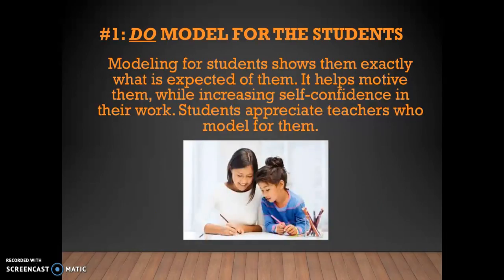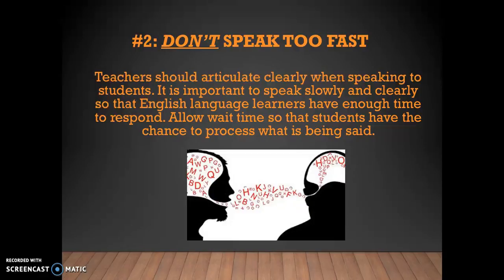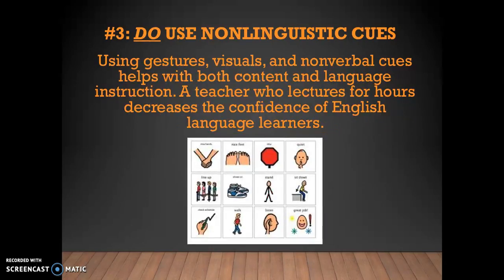The first one is do model for students. Students really appreciate this, and they want to know what's expected of them. The second one is don't speak too fast. Teachers should really articulate, and it helps allow a wait time so that the students have the chance to process what's being said.